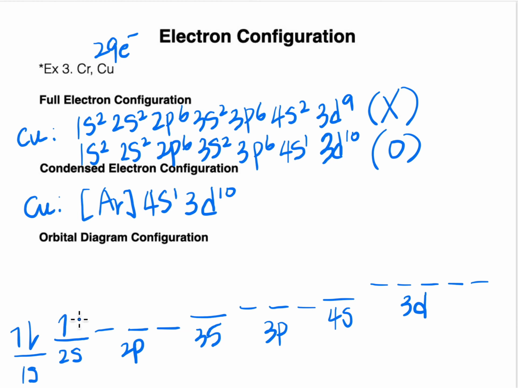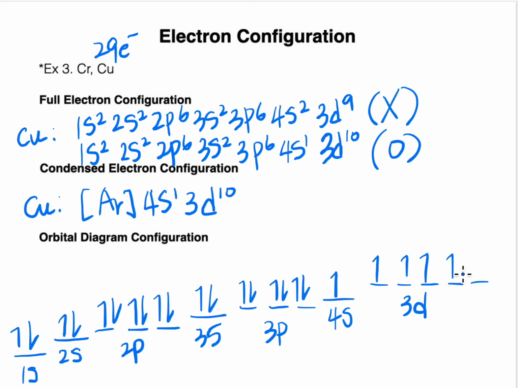For the orbital diagram of copper, we're going to again fill in each orbital with its electrons of opposite spin. However, instead of filling up the 4s sublevel with 2 electrons and the 3d sublevel with 9 electrons, we're going to fill in the 4s sublevel with 1 electron and the 3d sublevel with 10 electrons.